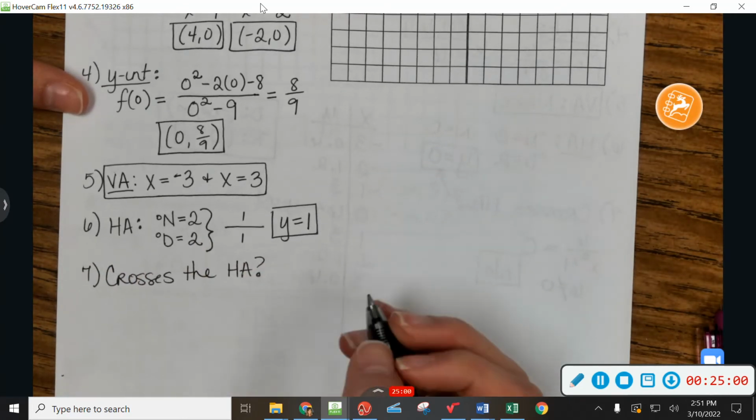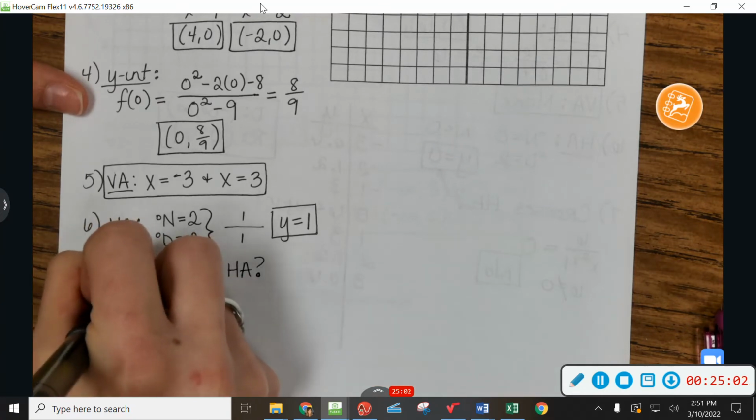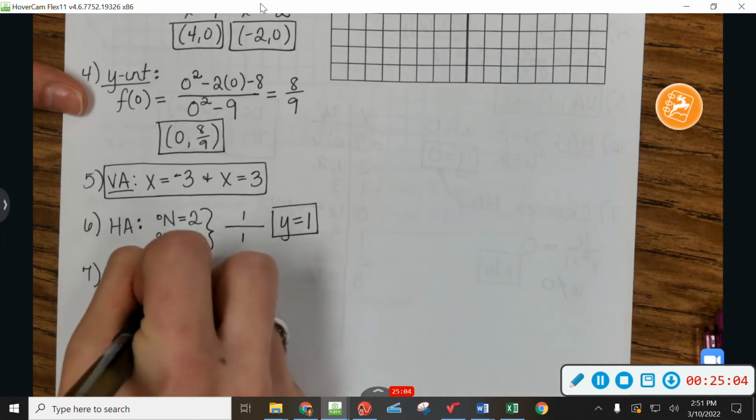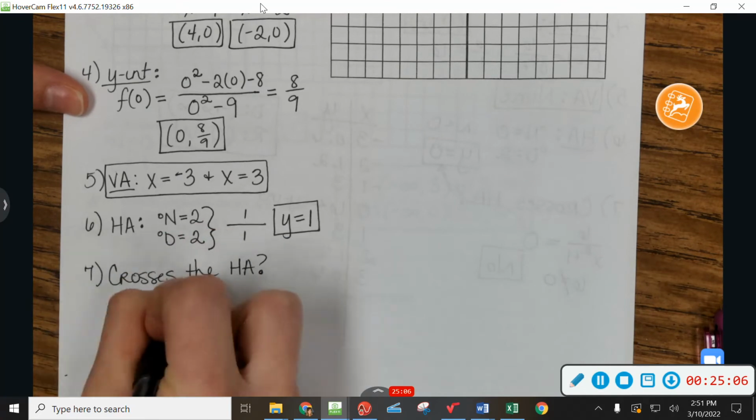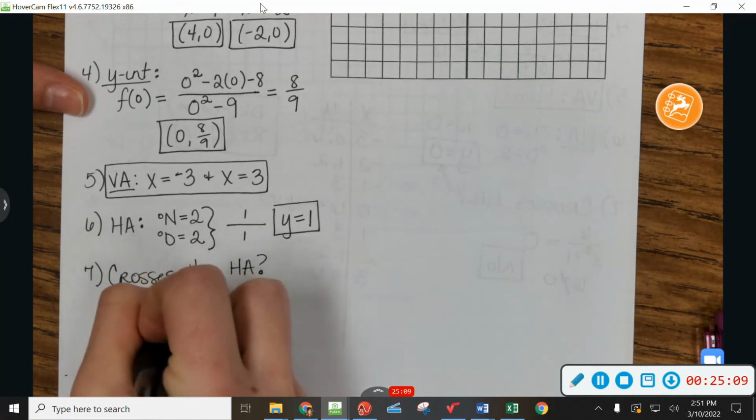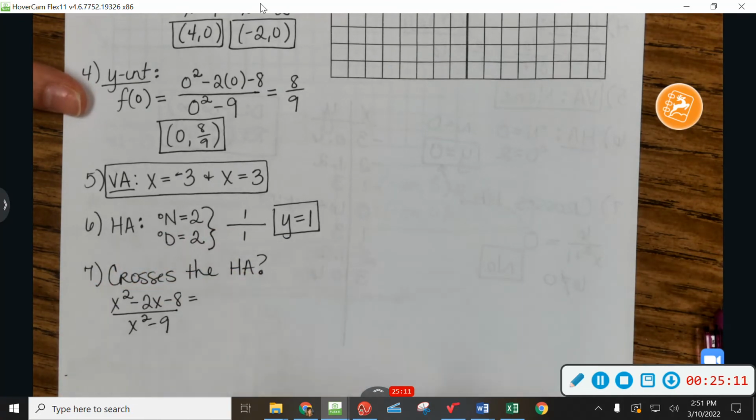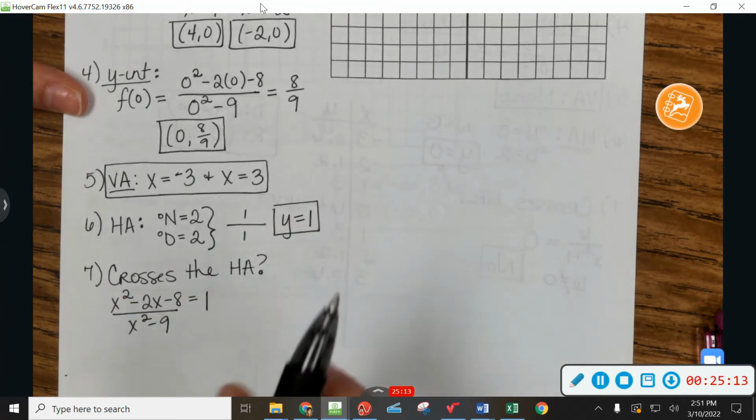So we set our original function, x squared minus 2x minus 8 over x squared minus 9 equals 1.